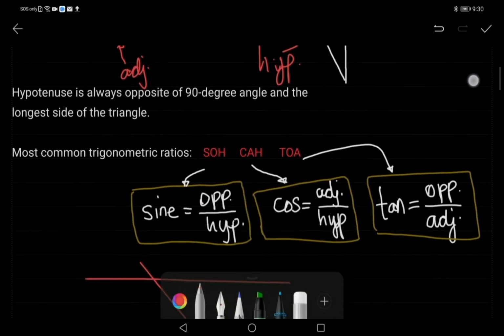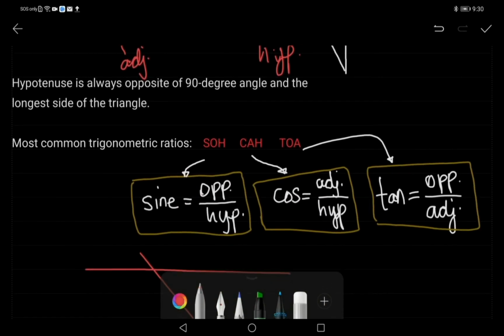So the most common trigonometric ratios, we have here sine, cosine, and tangent. So we have here the abbreviation SOHCAHTOA. SOH means sine equals opposite over hypotenuse. CAH means cosine equals adjacent over hypotenuse. And TOA means tangent equals opposite over adjacent.